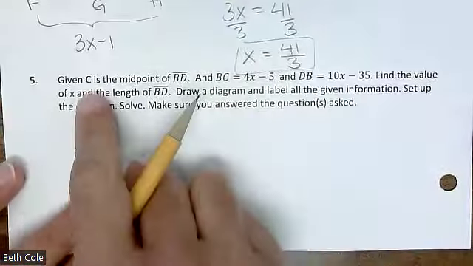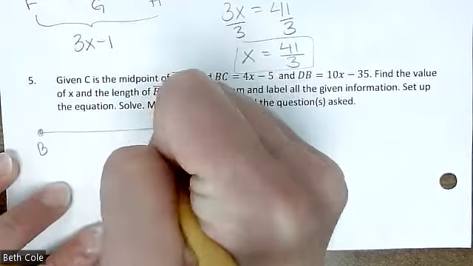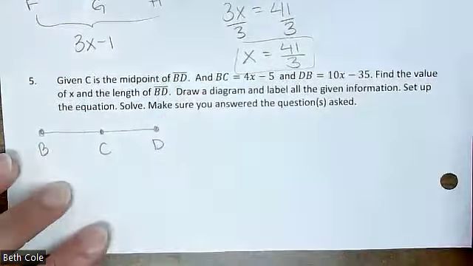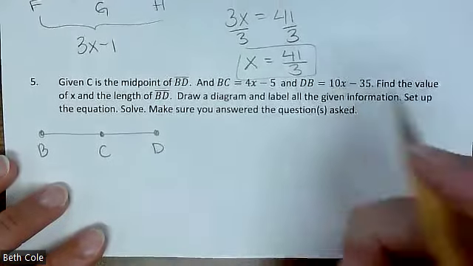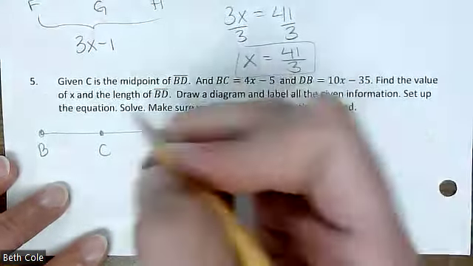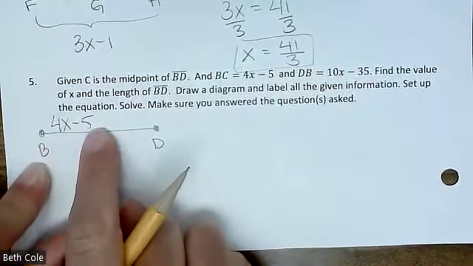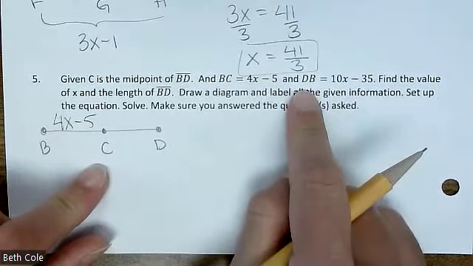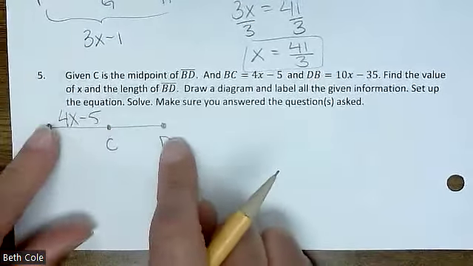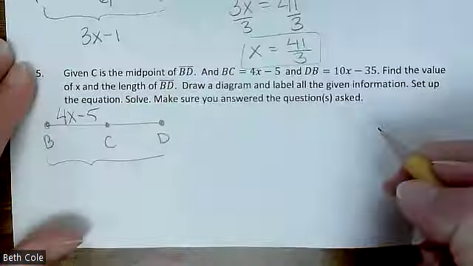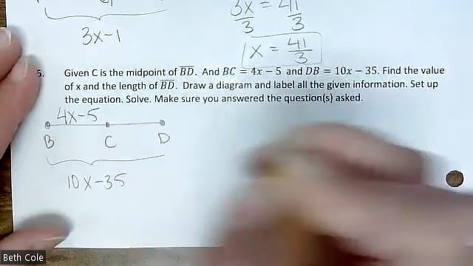All right, let's label this one. C is the midpoint of BD. So you're going to make a segment BD, put C in the middle. And then we're going to start labeling. BC is 4x minus 5. So from here to here is 4x minus 5. DB, is that the other part or is that the whole thing? The whole thing. So you just have to be careful with your labeling. The whole thing is 10x minus 35.